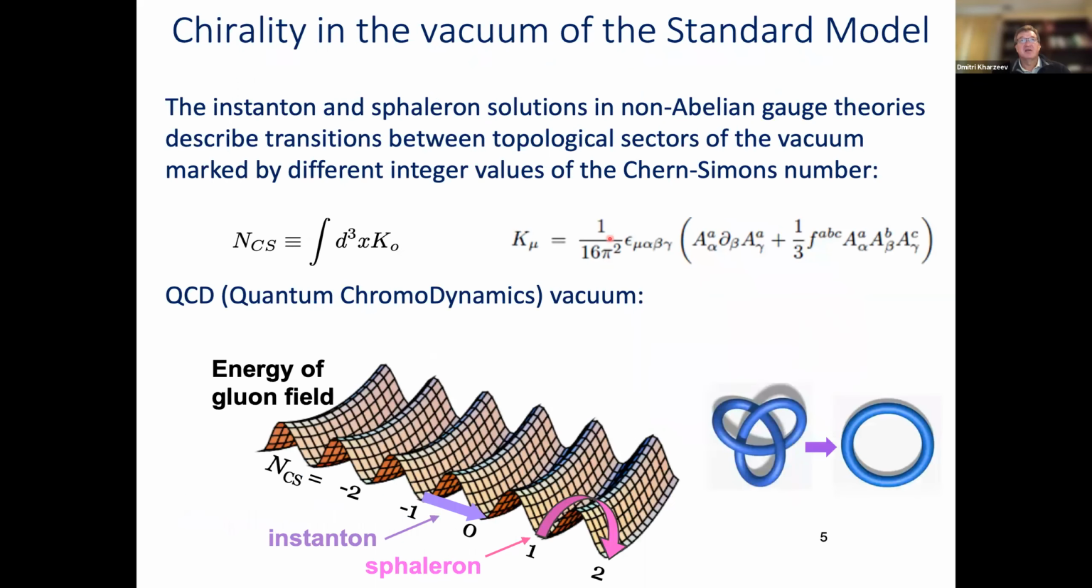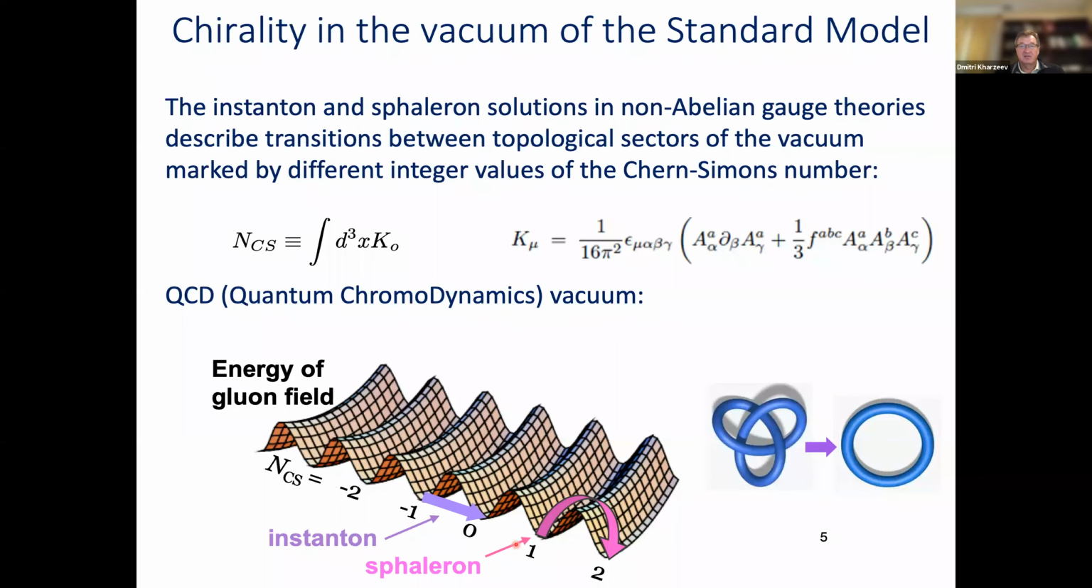So now, chirality also plays an important role in the vacuum of the standard model. If you have a non-Abelian gauge theory, such as electroweak theory or QCD, it has infinite degeneracy, and there are states with different Chern-Simons number. The abelian part of Chern-Simons number is already familiar to us, magnetic helicity. But then, of course, you also have a non-Abelian component as well. All of these states have the same energy, so you have infinite degeneracy.